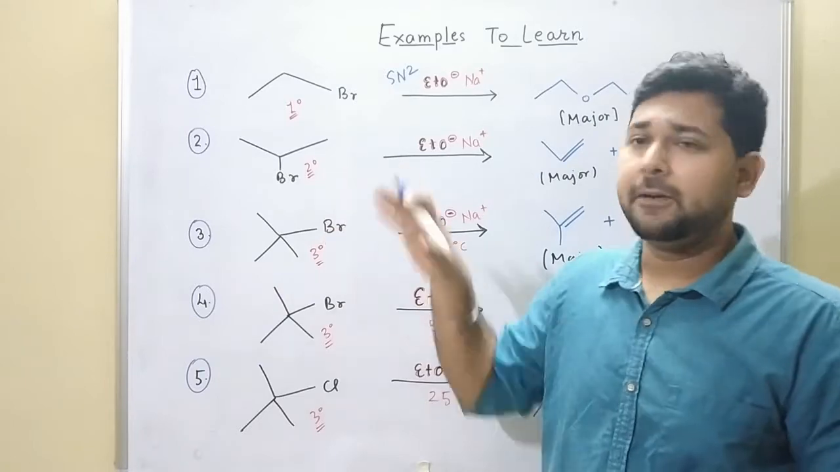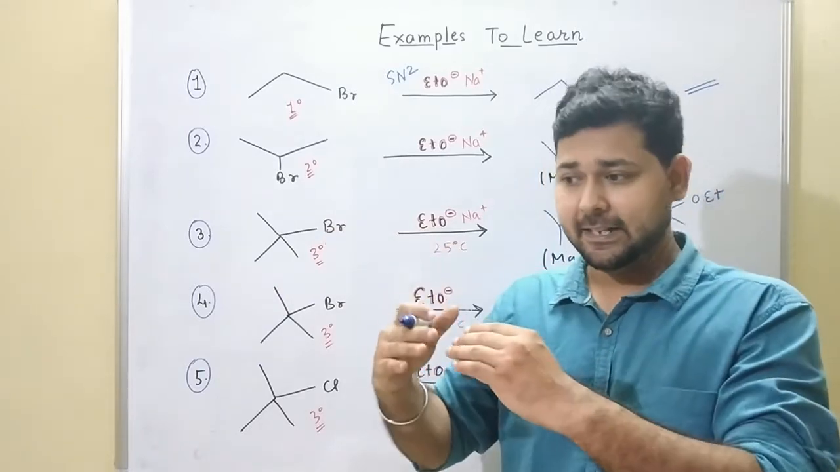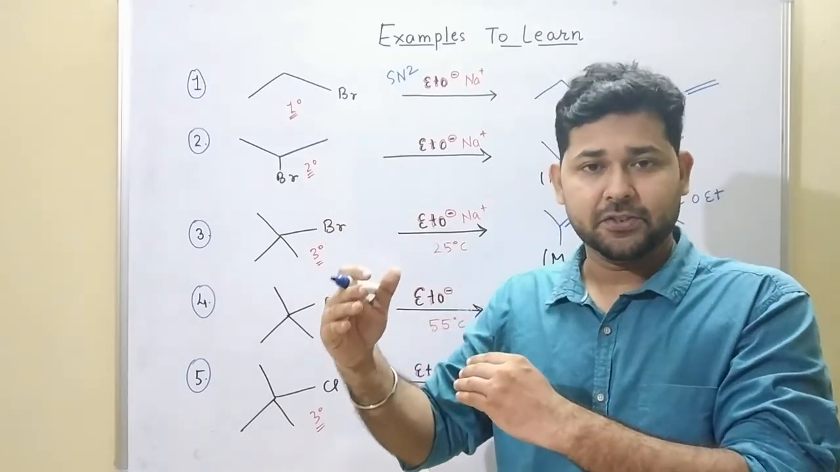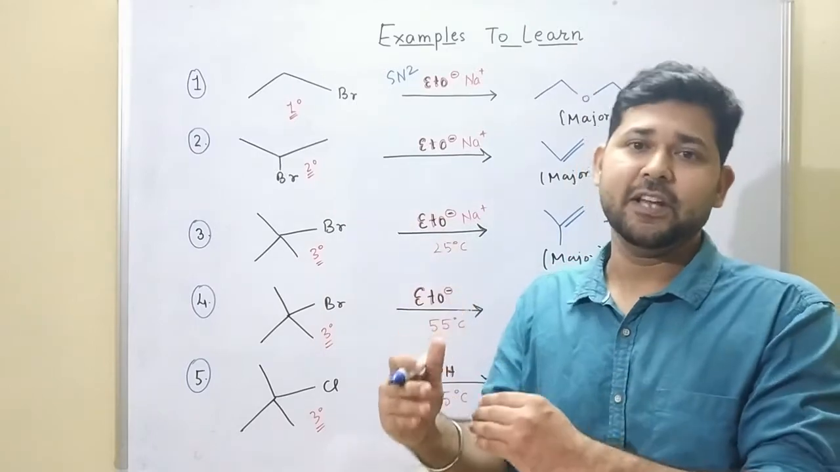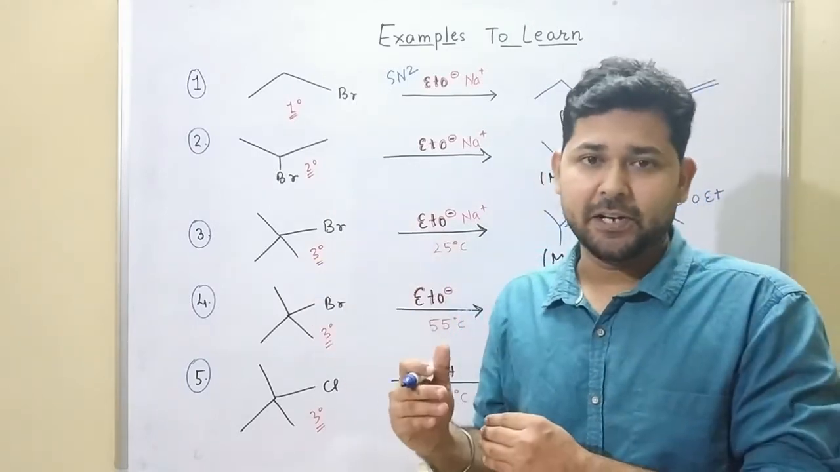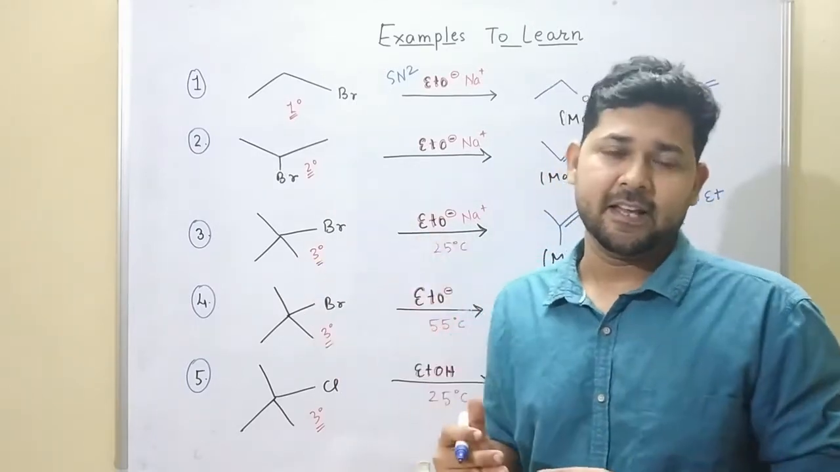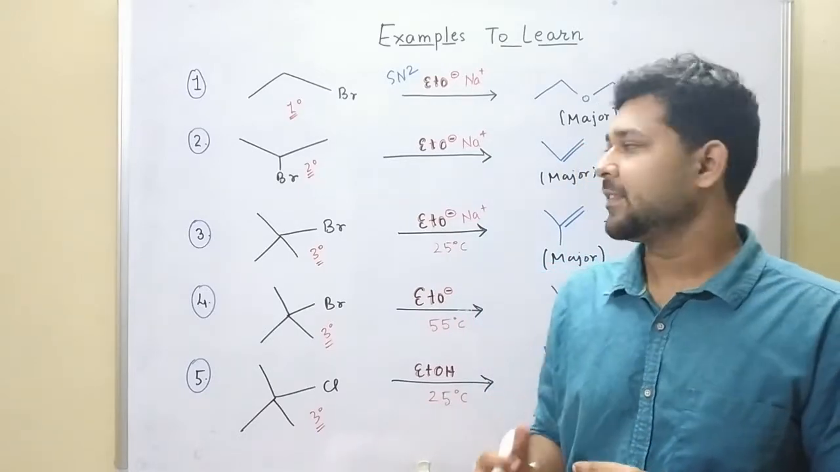Here, if I have taken a 2 degree alkyl halide, steric hindrance comes into the picture, and SN2 is no more the dominant product. E2 is the dominant product.